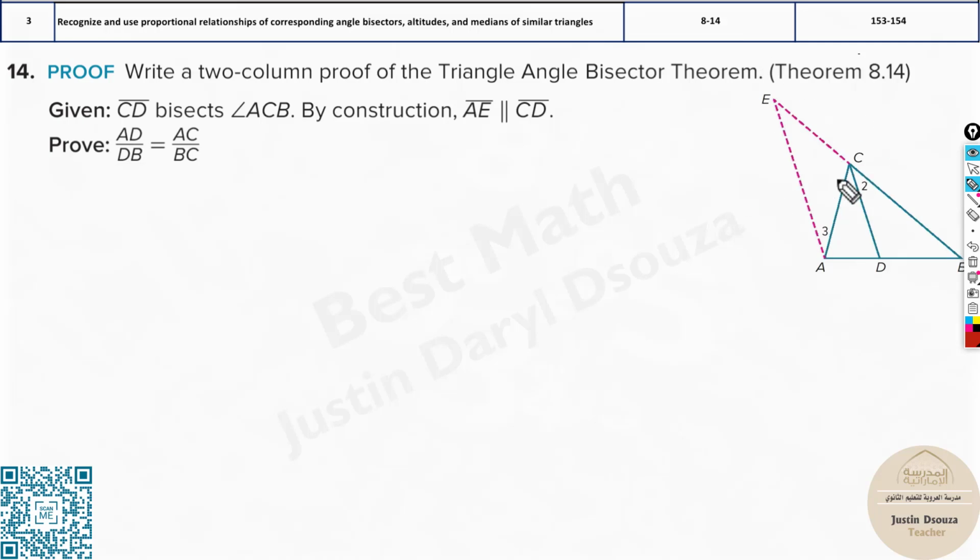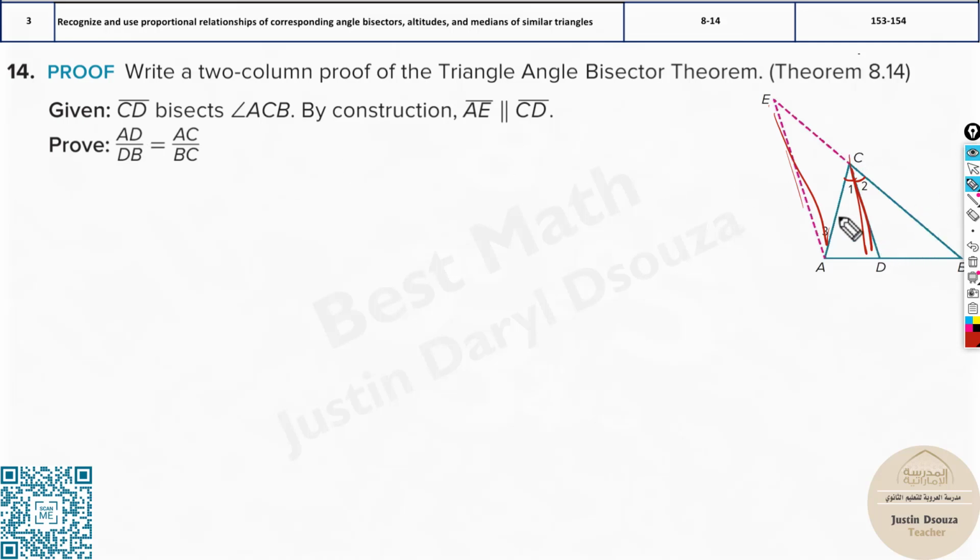They have given the figure here and they have told us CD is bisecting. See, this is very important. Bisects what? Angle ACB. This is equal to this. Angles 1 and 2 are equal. By constructing AE, this is AE, which is parallel to CD. This is parallel to this line. Okay, these both are parallel to each other.